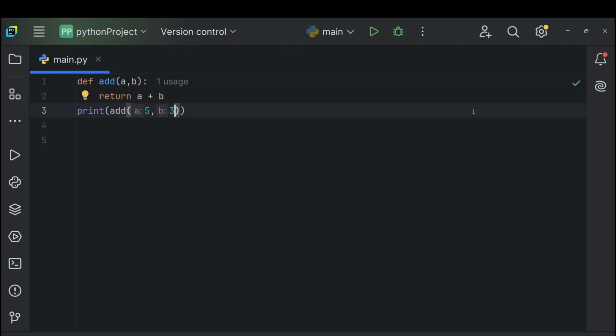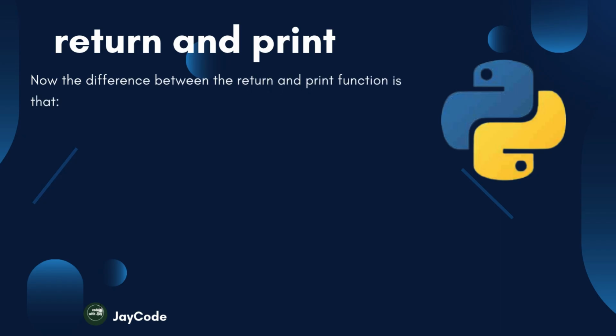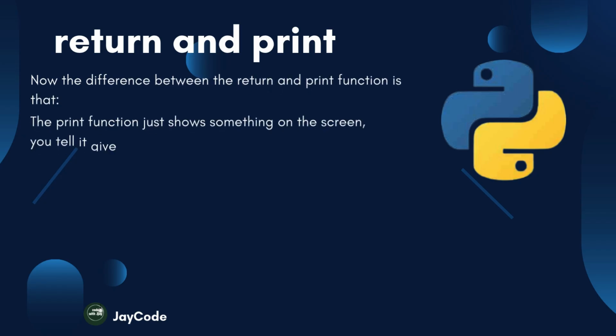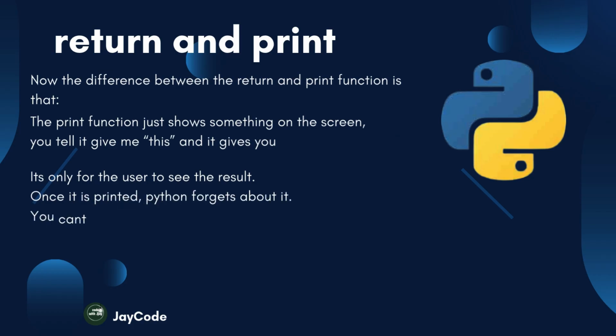Why is that? Now, the difference between the return and the print function is that the print function just shows something on the screen. You tell it, give me this, and it gives you. It's only for the user to see the result once it's printed. Python forgets about it. You can't use it later on in your code.